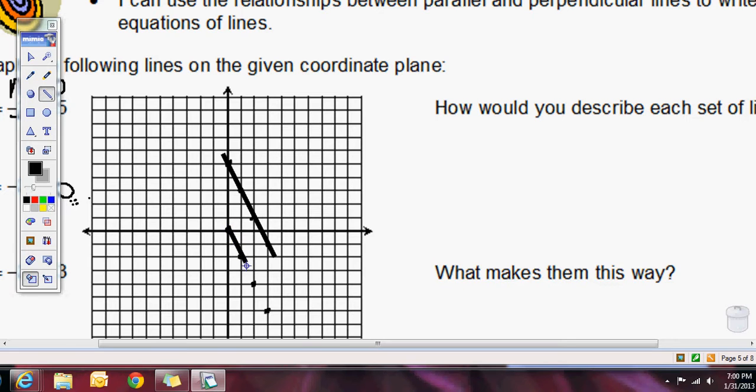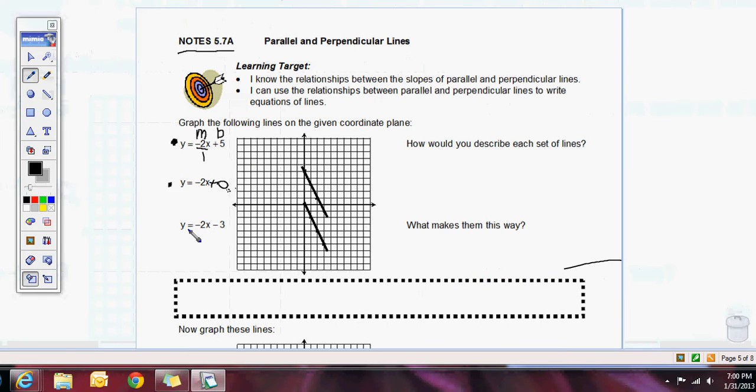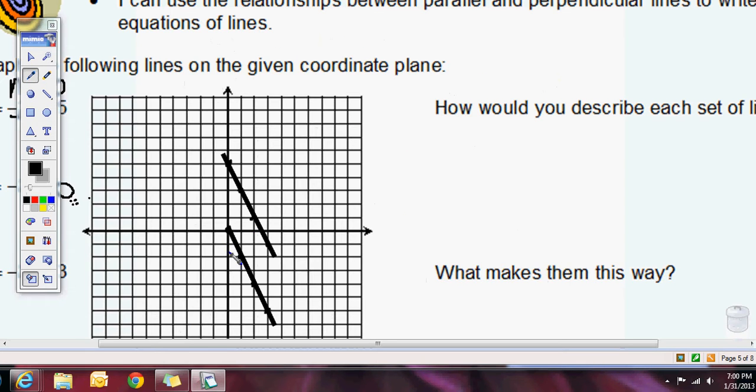Please be doing this with me, guys. And there's my line. Alright, third and final line. Let's take a look at it. y equals -2x minus 3. So this time I'm going to start at -3. Let me zoom in again. So I'm going to go down 3, and that's going to be my starting point. And my slope is exactly the same, so down 2 over 1, down 2 over 1. I'm going to go the opposite way too, up 2 and over 1.